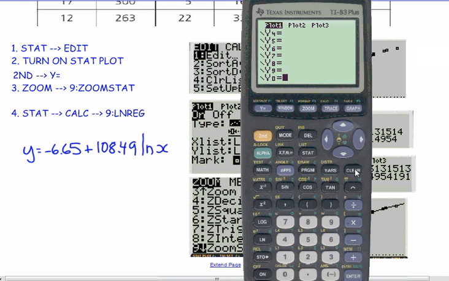Okay. All right. So there's our graph. And now it's asked for the x-intercept. In order to do that, we need to see it. Okay. So we have to change our windows a little bit.